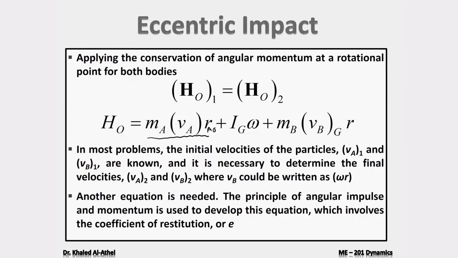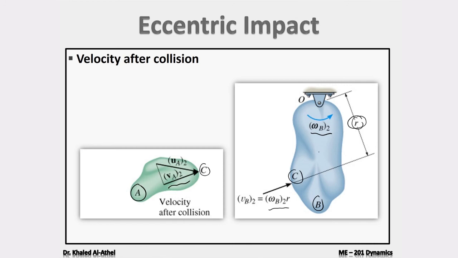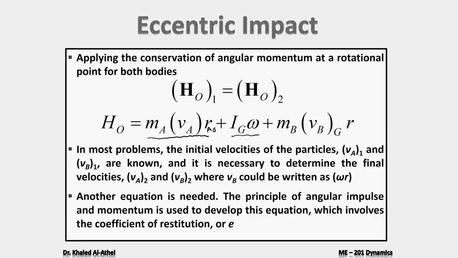Plus, now for object B, I have two things. I have I_G omega plus the velocity of the center of mass. The center of mass will have a velocity, let's say vG2 here. So it's going to be m_B multiplied by velocity G2 multiplied by a different distance r. So this is r_GO, just to differentiate between the r of A and the r of B.